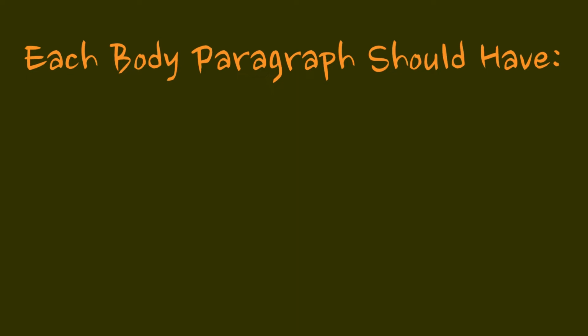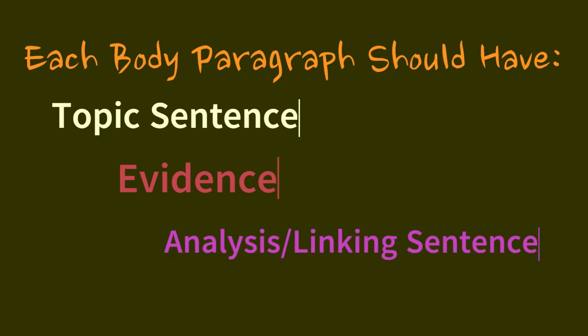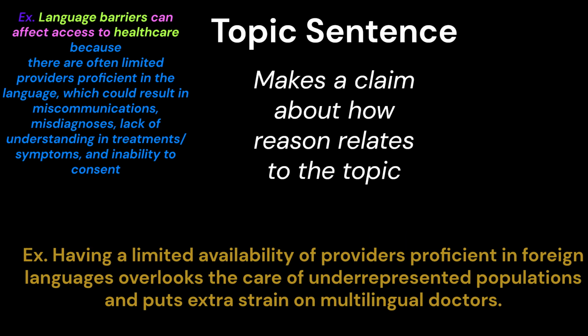Now that we've covered the relationship between the thesis and the body paragraphs, let's get into the content of the body paragraphs. A strong body paragraph will have a topic sentence, evidence, an analysis or linking sentence, and a transition. The topic sentence is the first sentence of the paragraph, and it should make a claim about how the reason from your thesis relates to the topic.